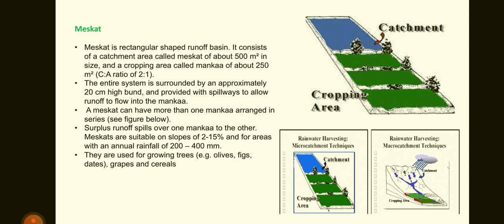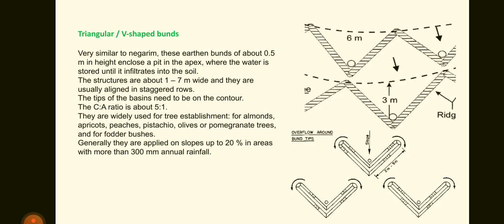Meskat are suitable on slopes of 2 to 15% and in areas with an annual rainfall of 200 to 400 millimeters. They are used for growing trees like olives, figs, dates, grapes, and cereals.